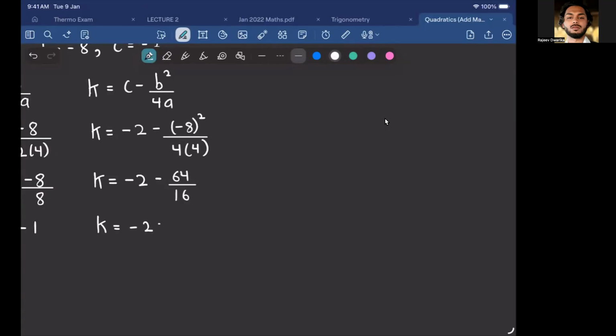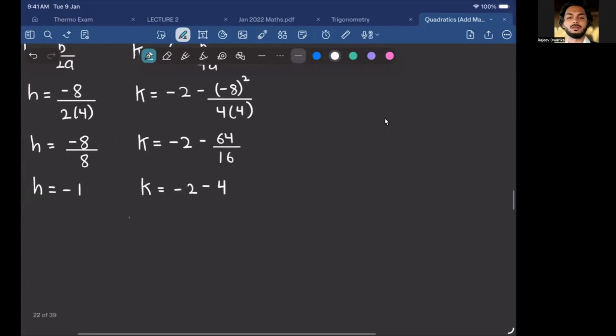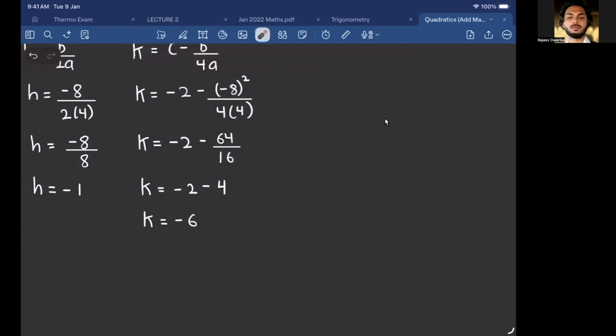Okay. Then we have 64 over 16. How many times could 16 go into 64? Four times. Right? What is minus 2 minus 4? Minus 6. Caleb, let me show you a way to understand this.